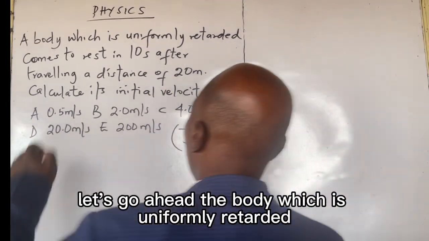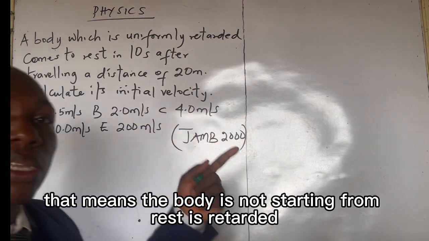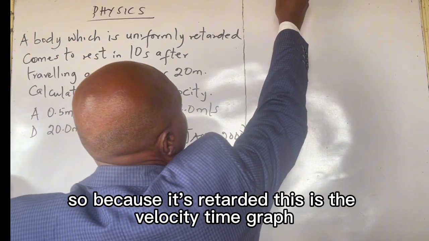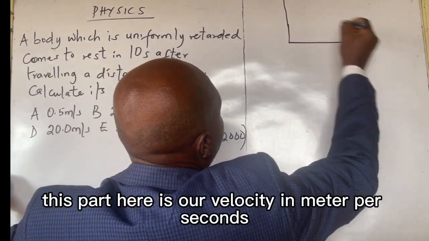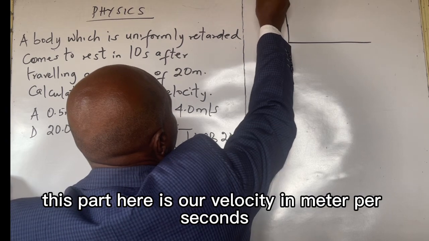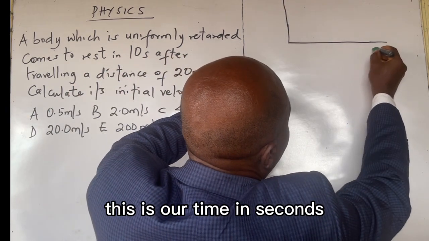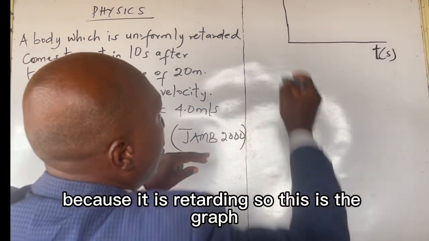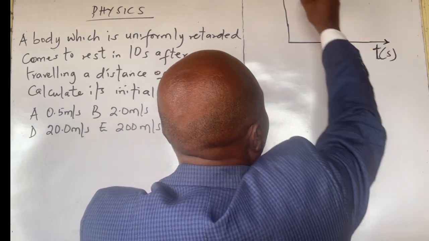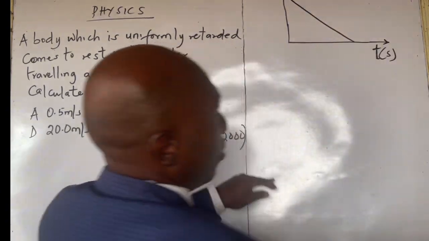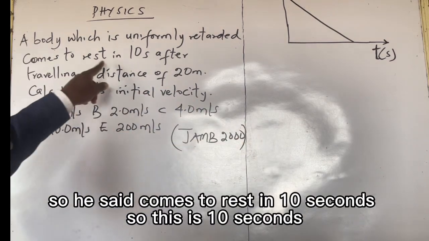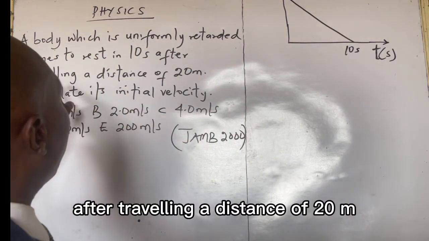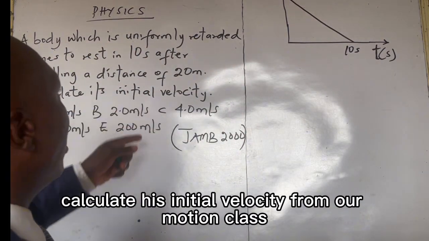Let's go ahead. A body which is uniformly retarded, that means the body is not starting from rest, it's retarding. So because it's retarding, this is the velocity time graph. This part is our velocity in meters per second. This is our time in seconds. Because it is retarding, this is the graph. So we said it comes to rest in 10 seconds. So this is 10 seconds. After traveling a distance of 20 meters, calculate its initial velocity.